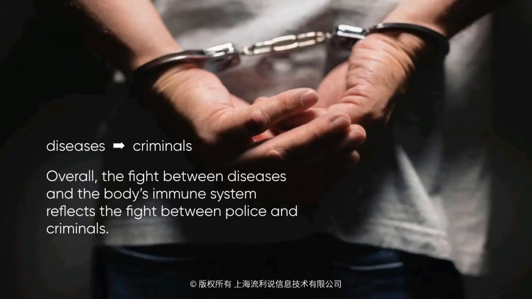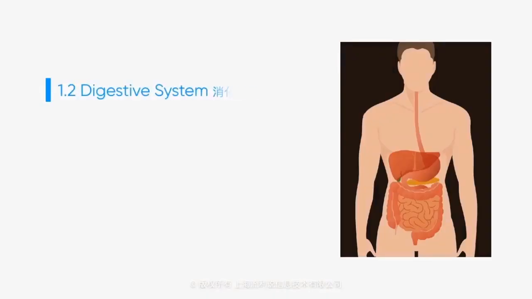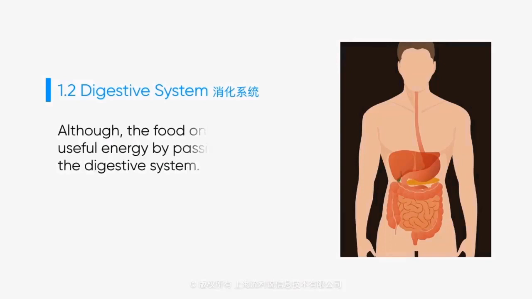Our course introduces the next system we will talk about. Now that we understand a little about the circulatory system, we can ask what it needs to operate. One thing it can't operate without is energy, which comes from food. Although the food only becomes useful energy by passing through the digestive system.